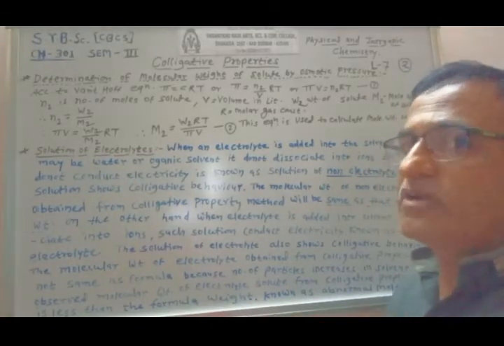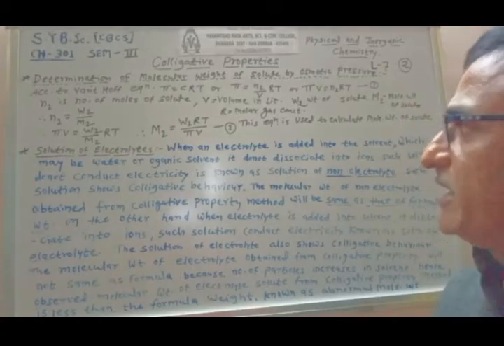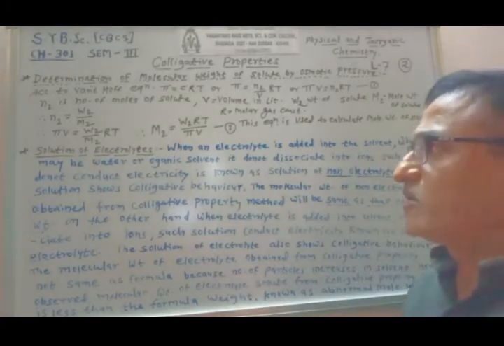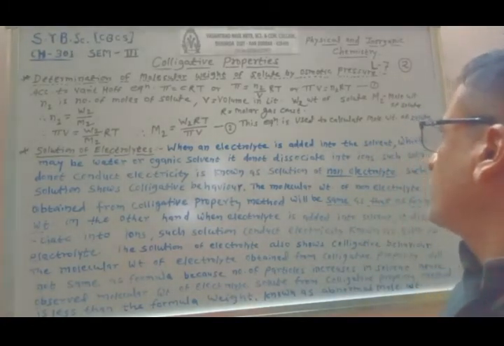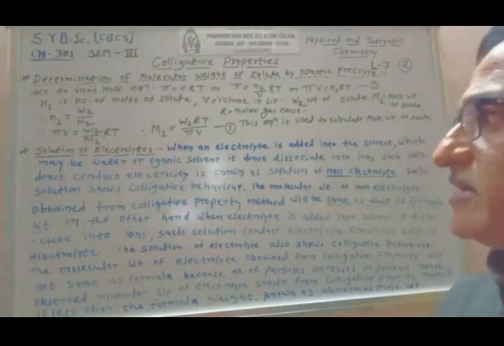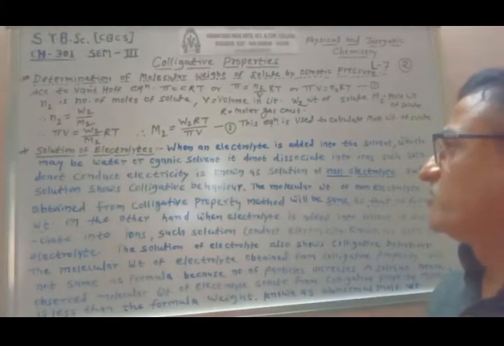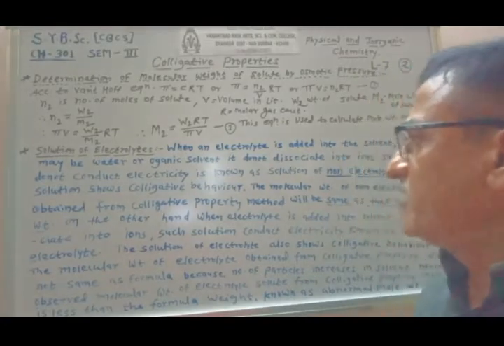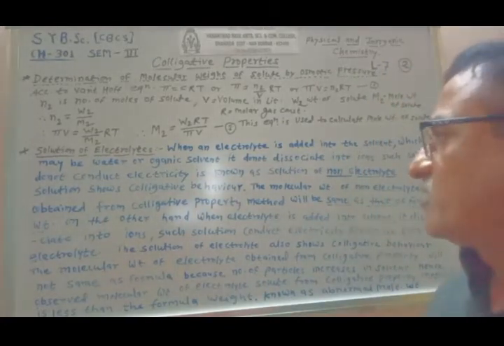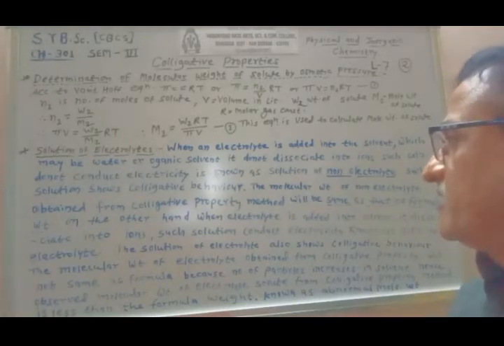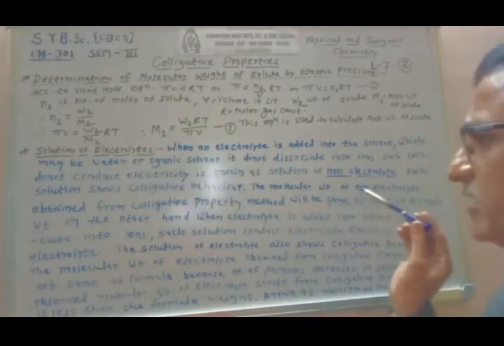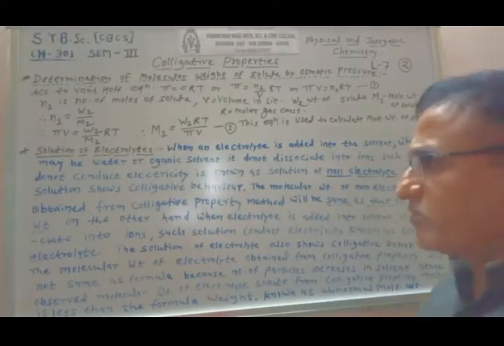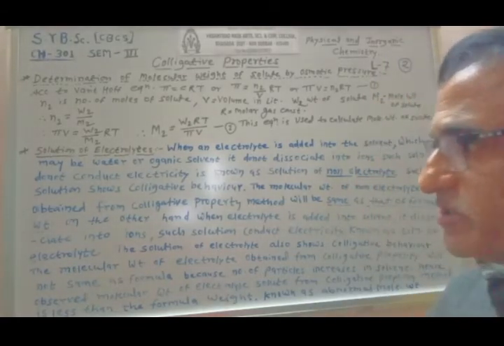So electrolyte is nothing but the solution. When a non-electrolyte is added into the solvent, which may be water or organic solvent, it does not dissociate into ions. Such a solution does not conduct electricity and is known as a solution of non-electrolyte. Such a solution shows colligative properties. There is no dissociation of the molecules into ions. The molecular weight of a non-electrolyte obtained from the colligative property method will be the same as the formula weight, because there is no formation of new ions.